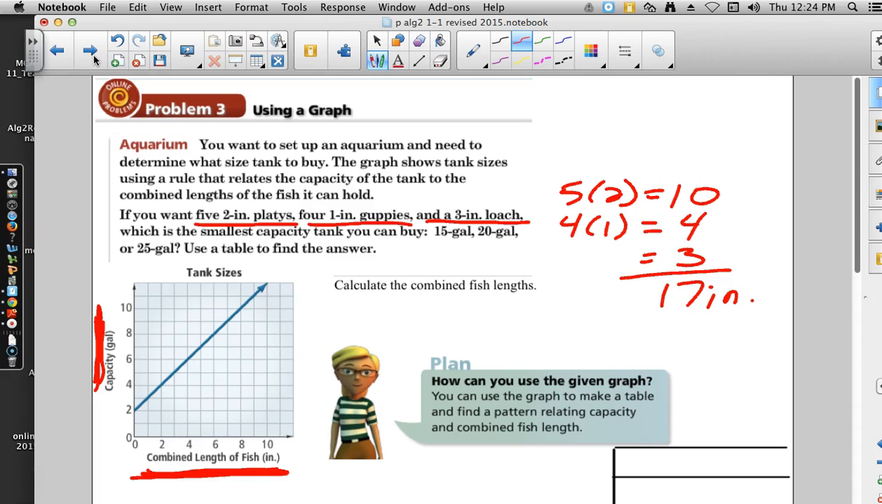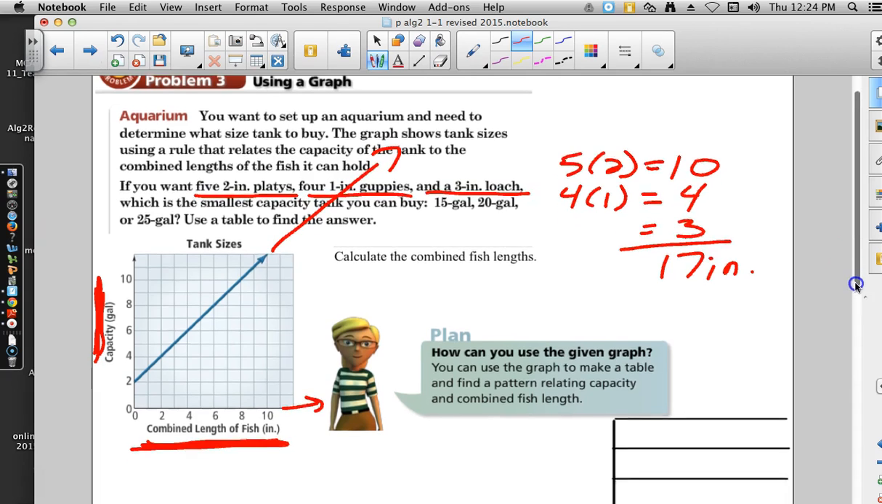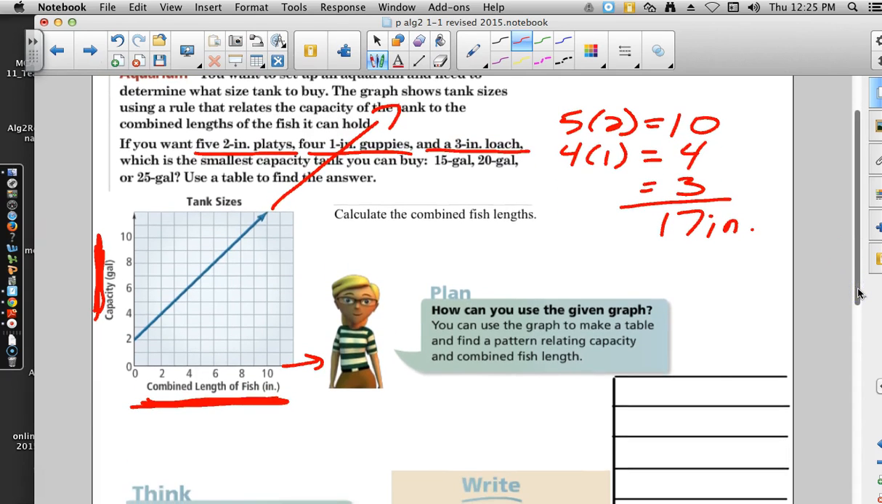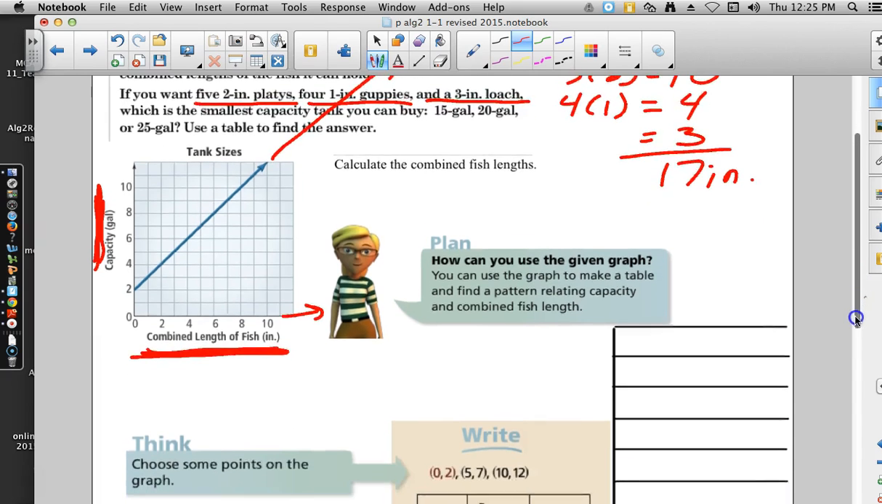So if we have 17 inches, we'd have to go out here a ways. And we certainly could. I mean, we could try to make a good estimate by extending that line out, but maybe there's a pattern here that we're not seeing. And that's what we want to do. So in this little bubble, it says, how can you use the given graph? You can use the graph to make a table and find a pattern relating capacity and combined fish length.